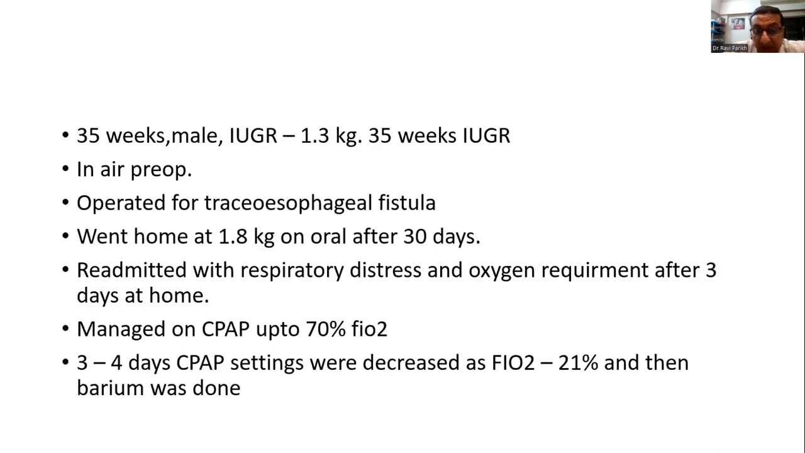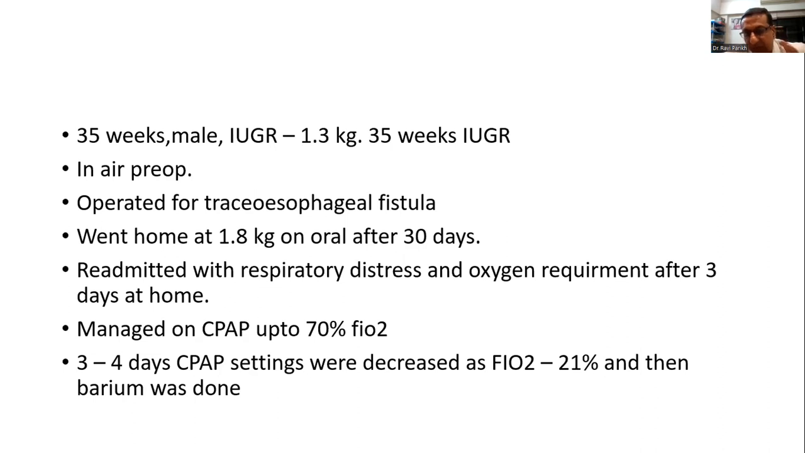But within 3 days of going home, he was admitted with respiratory distress and oxygen requirement. We initially started CPAP, which he required up to 70% FiO2. The CPAP settings were then weaned down to 21%.